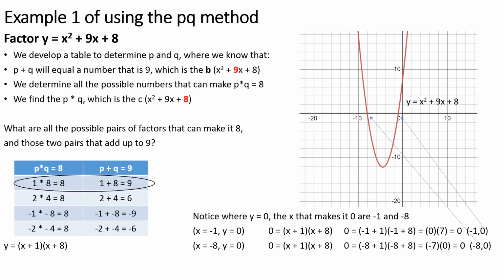Here's one right here. You can use the PQ method. Y equals x squared plus 9x plus 8. It's just a 1x squared. So we're just going to know it as x squared.